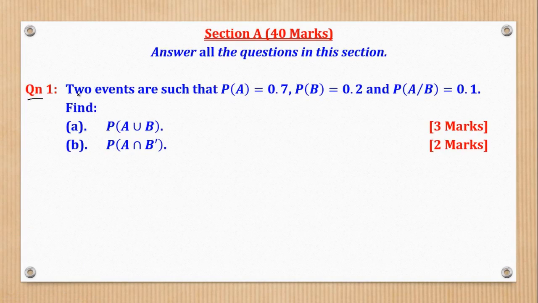So question 1 says, two events are such that probability of A is equal to 0.7, probability of B is 0.2, and probability of A given B is 0.1. Find Roman 1, probability of A union B, and Roman 2, probability of A intersection B complement. So here they have not specified whether the events are independent or mutually exclusive or exhaustive, meaning that the only option is either to use set theory or a contingency table.